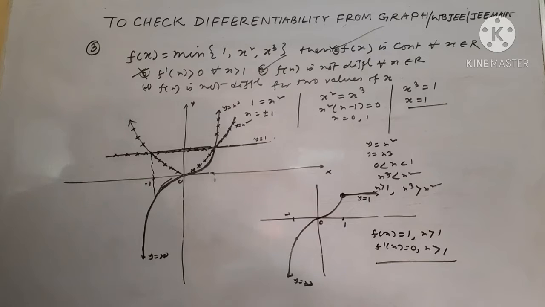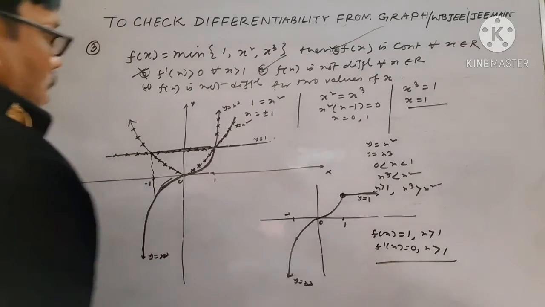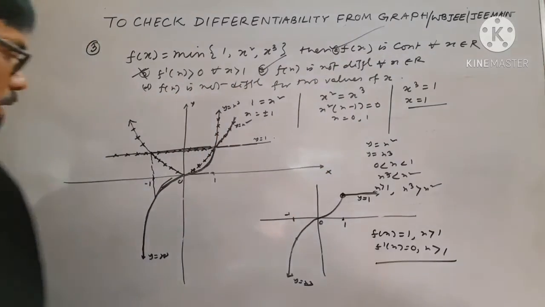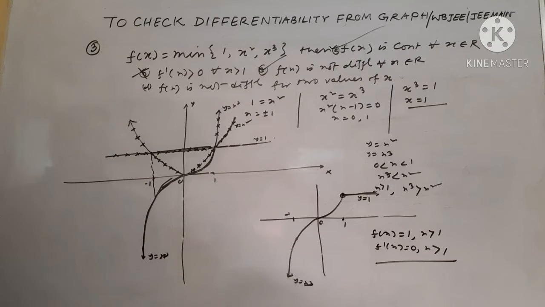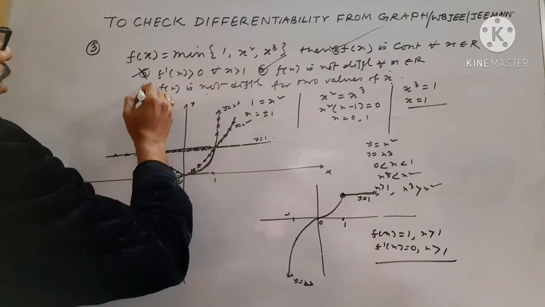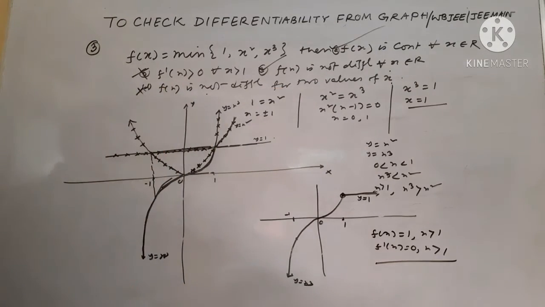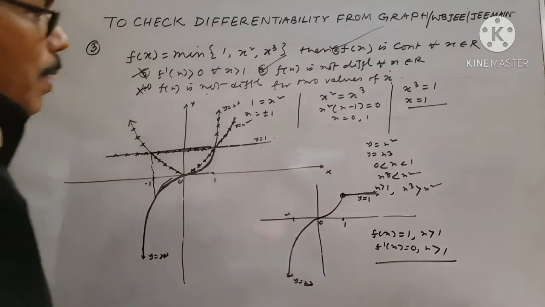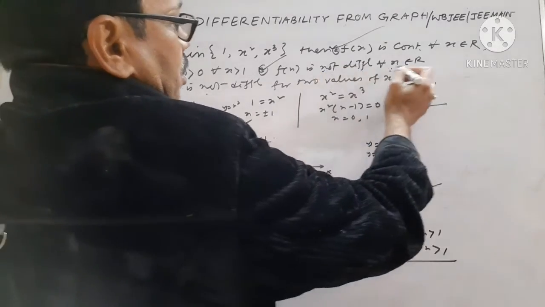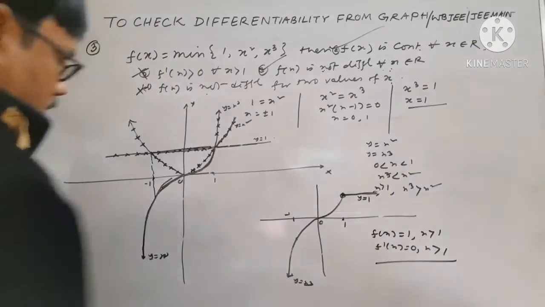At x equals to 1. And f(x) is not differentiable for two values of x. For two values of x. So it is not differentiable for only one value, that is x equals to 1. So this is also not correct. This is not correct. So f(x) is continuous and f(x) is not differentiable for all x.